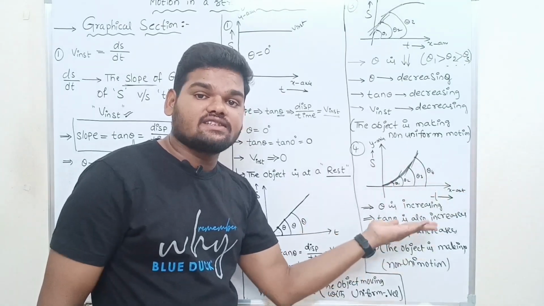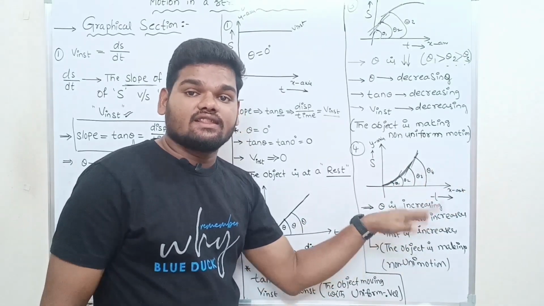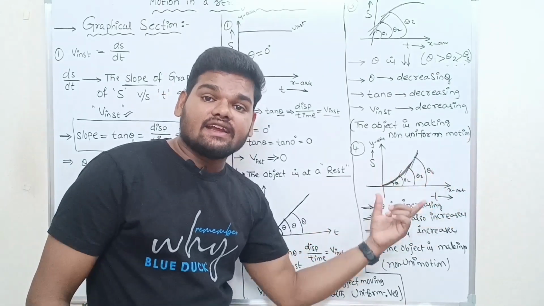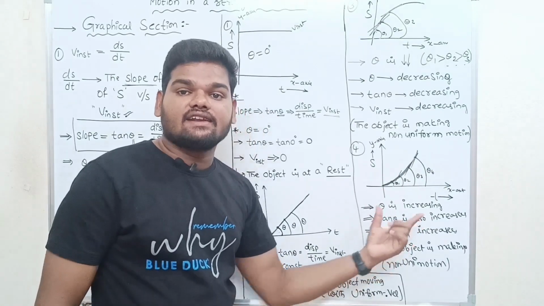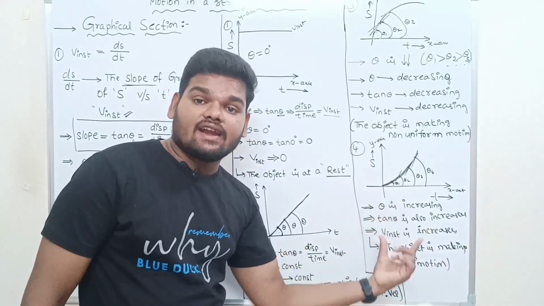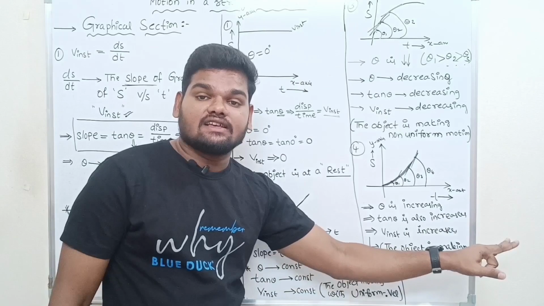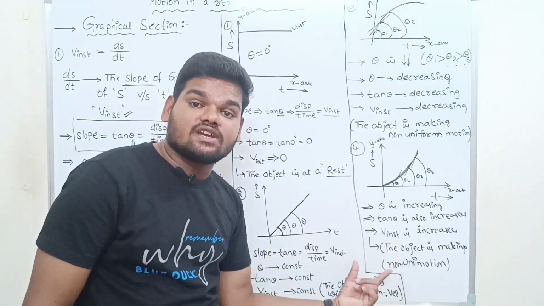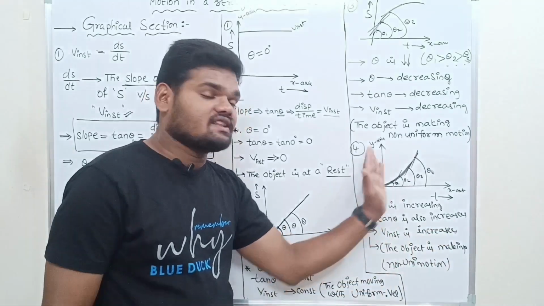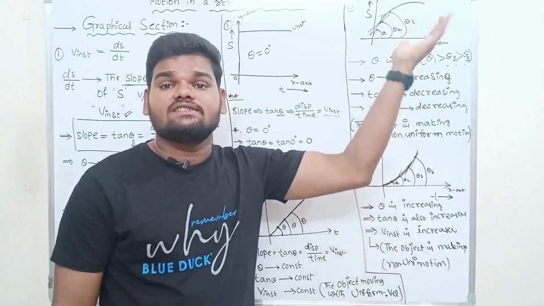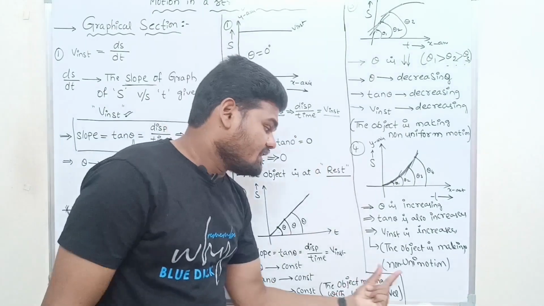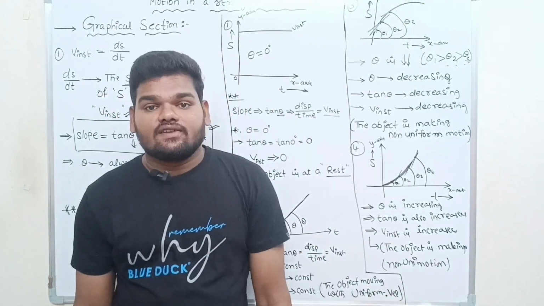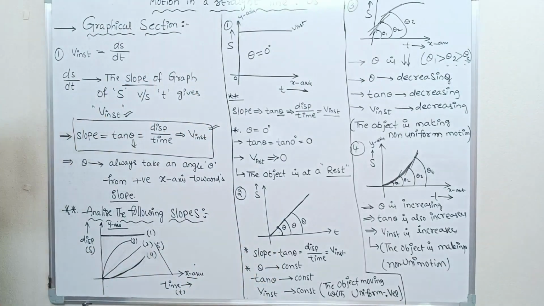So what does the graph say? With respect to time, the angle theta increases. If angle theta increases, then tan theta also increases. If tan theta increases, instantaneous velocity also increases. If the instantaneous velocity of the object increases, that means with respect to time the velocity of the object is increasing. Then it is a non-uniform motion. Which motion is it? Non-uniform motion. Right. So pause the video and write the notes.